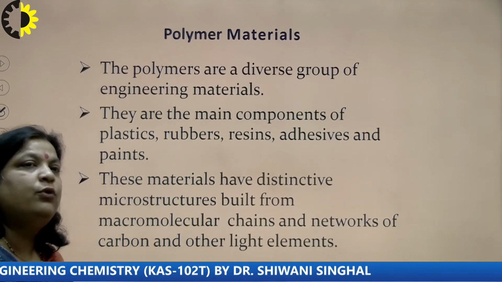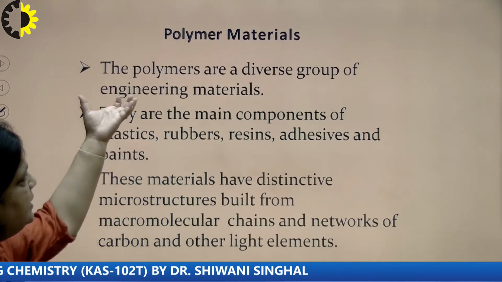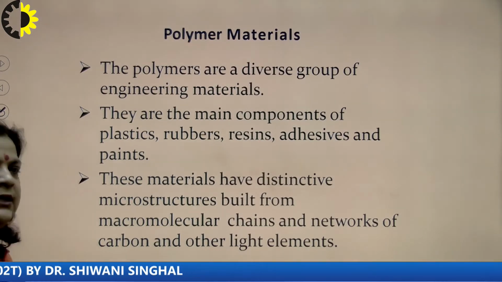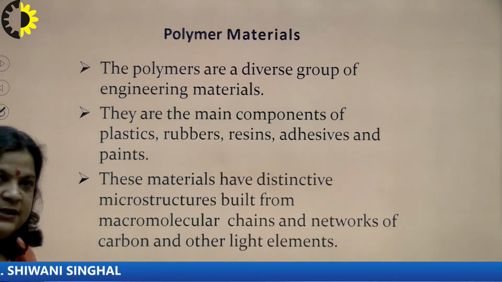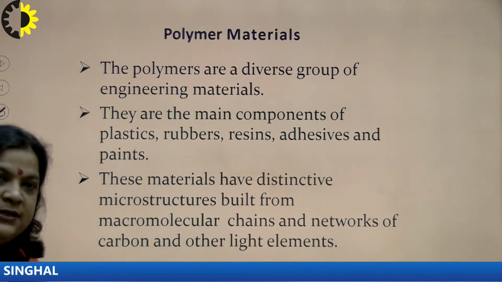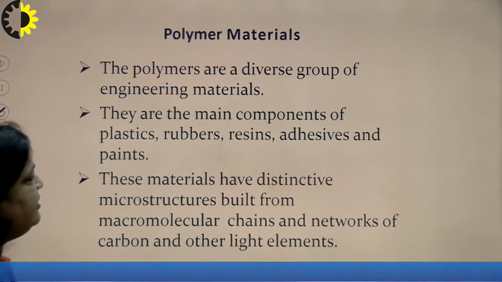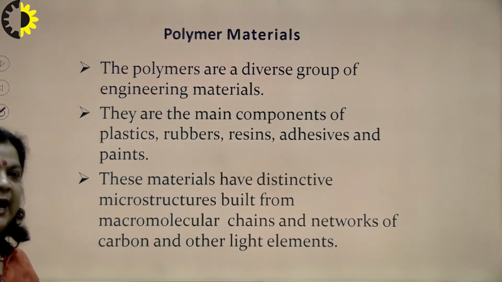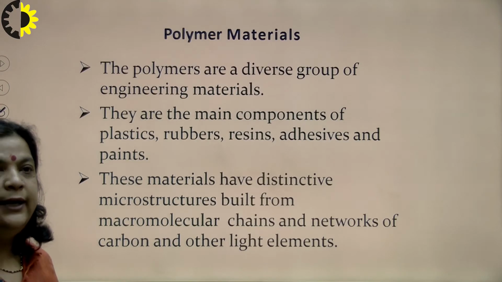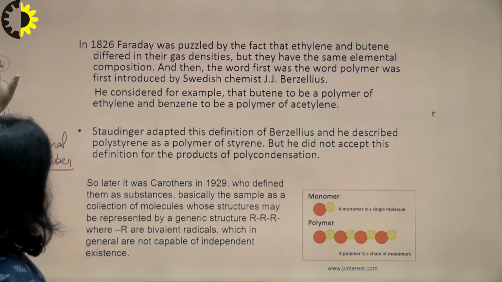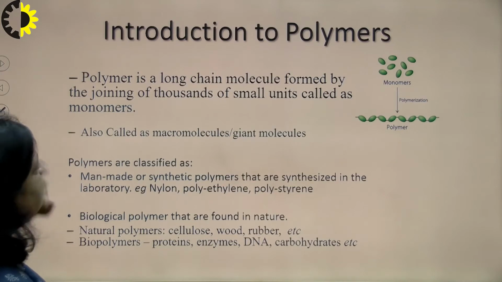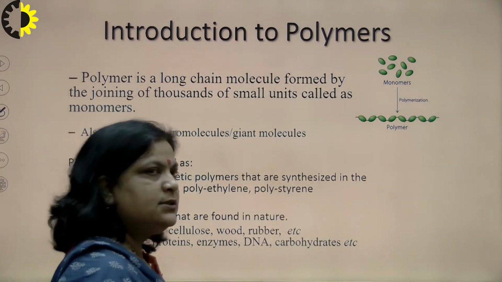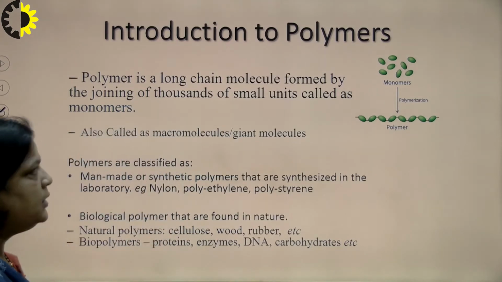Now, coming to the polymer: what are polymer materials? We can say that polymers are a diverse group of engineering materials, and they are the main components of plastics, rubbers, resins, adhesives, paints, etc. These materials have distinctive microstructures built from macromolecular chains and networks of carbon and other light elements. So let us start with the terms used in polymers and the introduction to polymers.